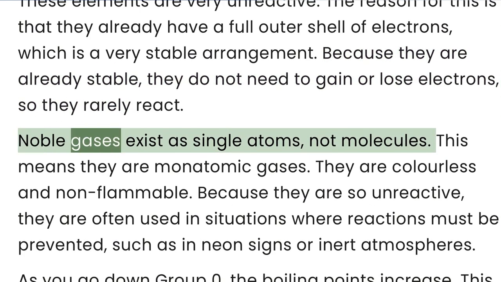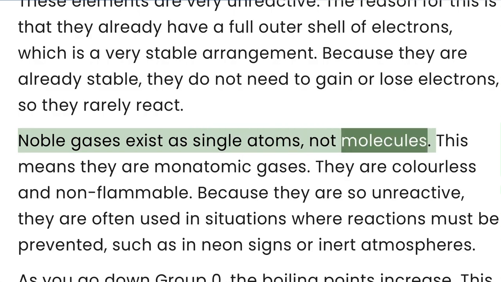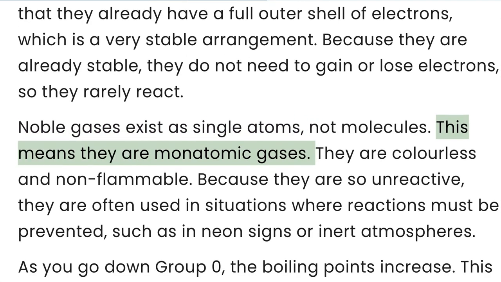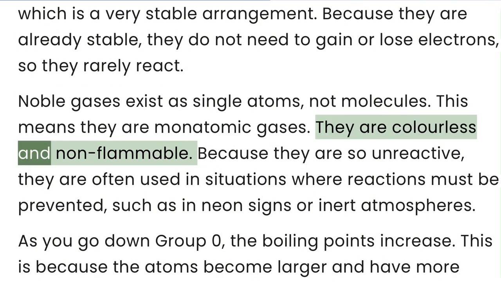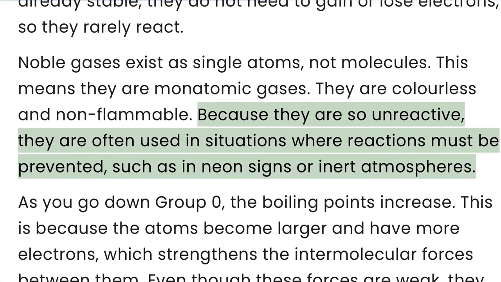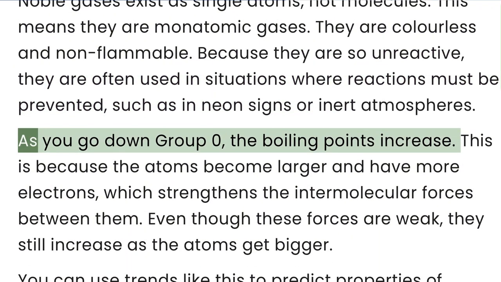Noble gases exist as single atoms, not molecules. This means they are monoatomic gases. They are colorless and non-flammable. Because they are so unreactive, they are often used in situations where reactions must be prevented, such as in neon signs or inert atmospheres. As you go down group 0, the boiling points increase.